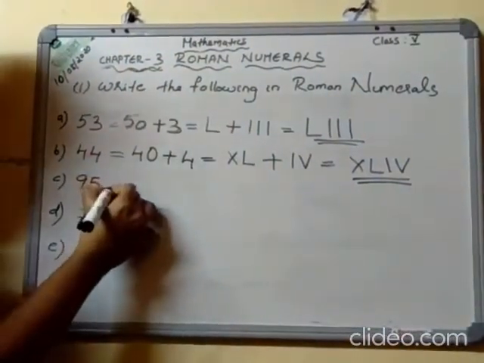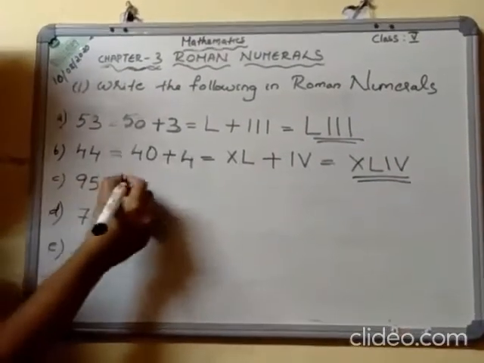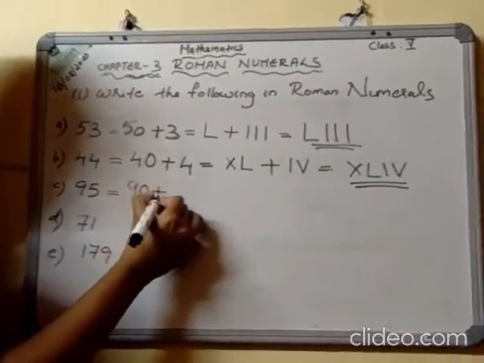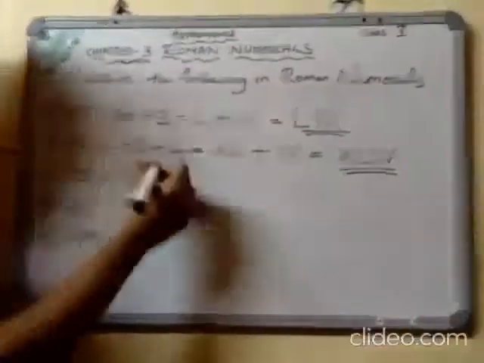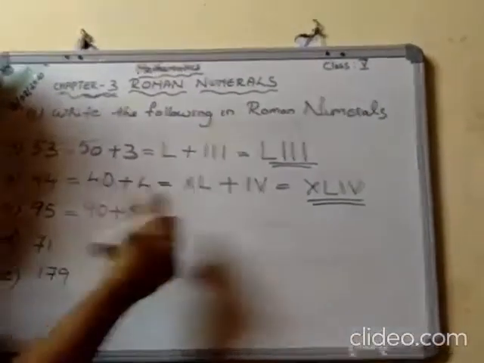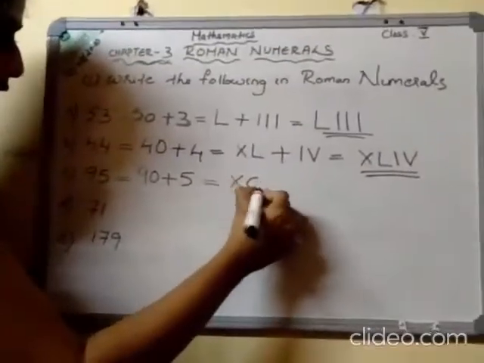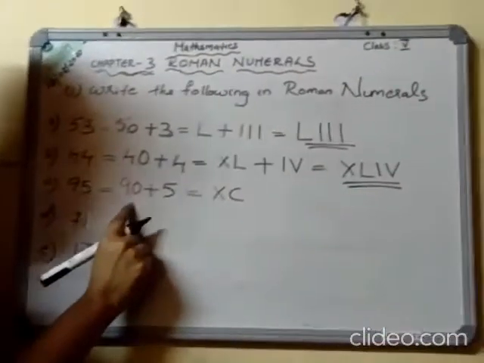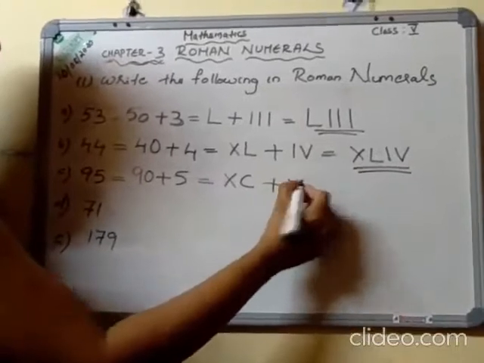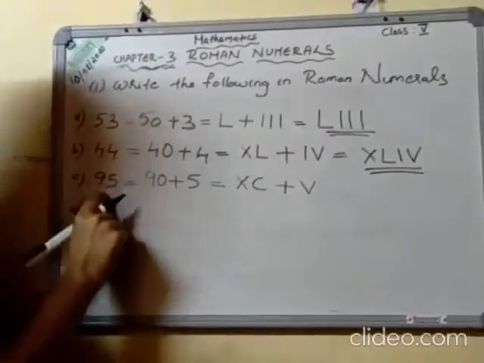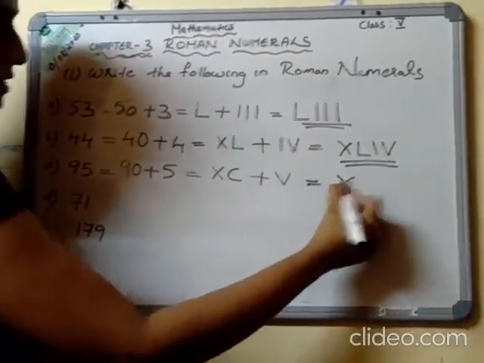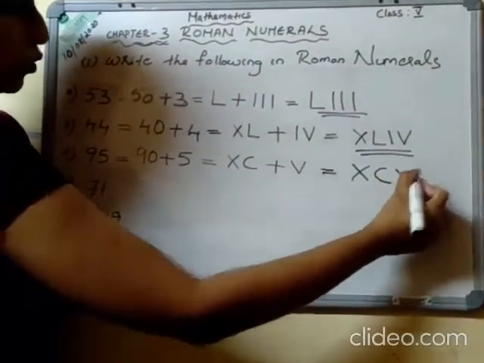Now what about 95? How can you write 95? 95 can be written as 90 plus 5. And you know the Roman representation of 90. How can we write 90? XC. This is the Roman representation of 90, plus 5. V is the representation of 5. So 95 can be represented in Roman as XCV.